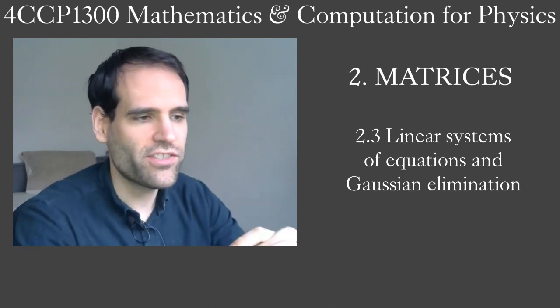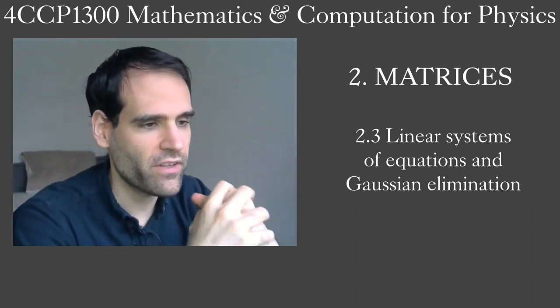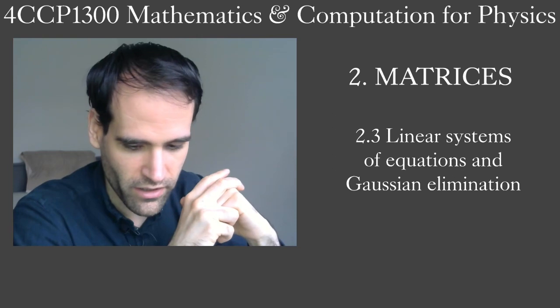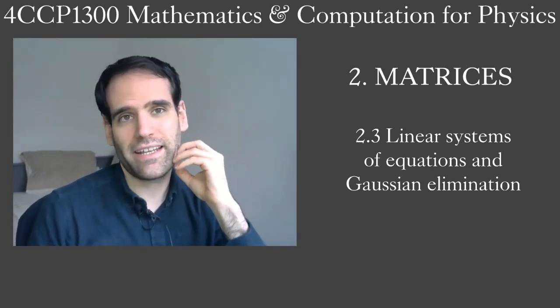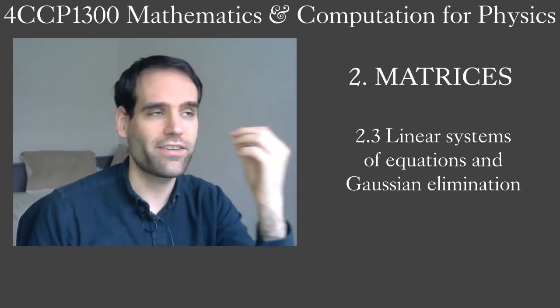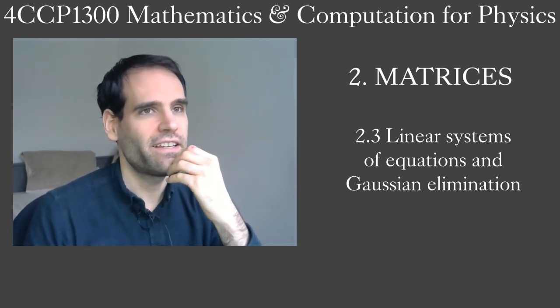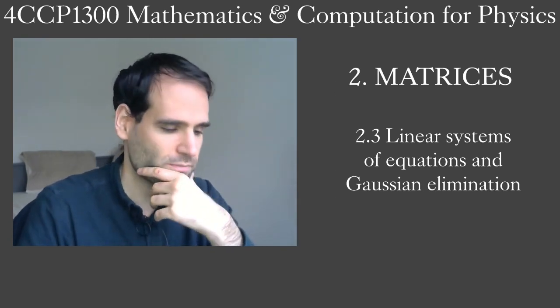So let's start with chapter 2.3, which is inside the matrices section, and 2.3 is called Linear Systems of Equations and Gaussian Elimination. Linear systems of equations are one of the oldest problems in mathematics. I think the ancient Chinese were already showing methods for solving this in ancient textbooks.